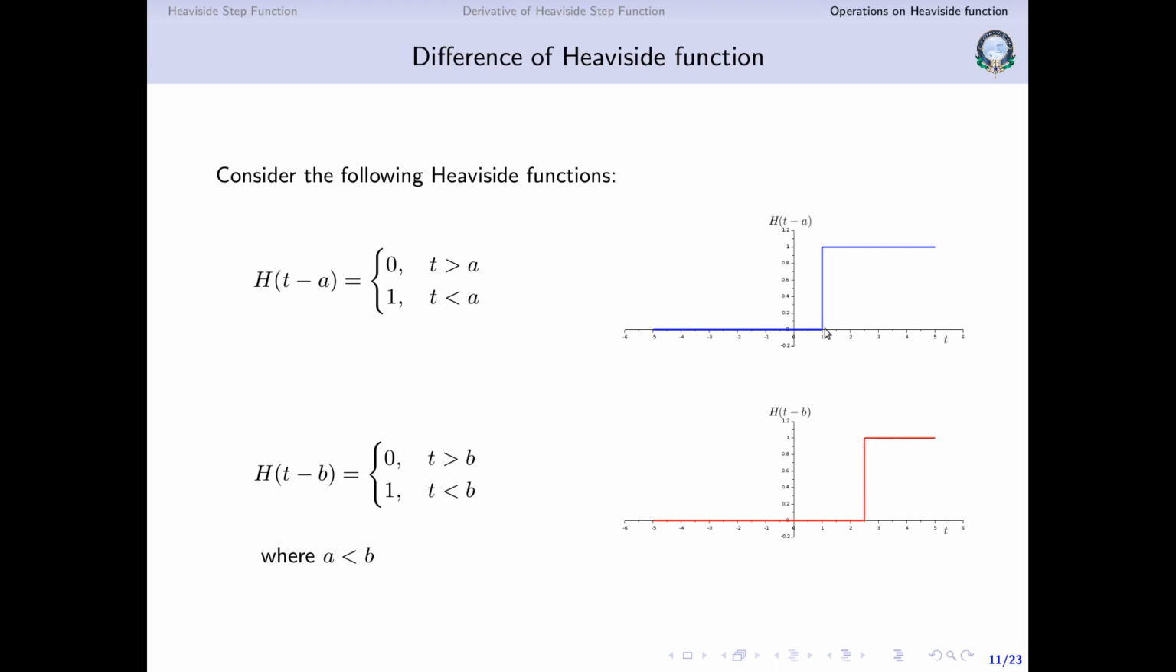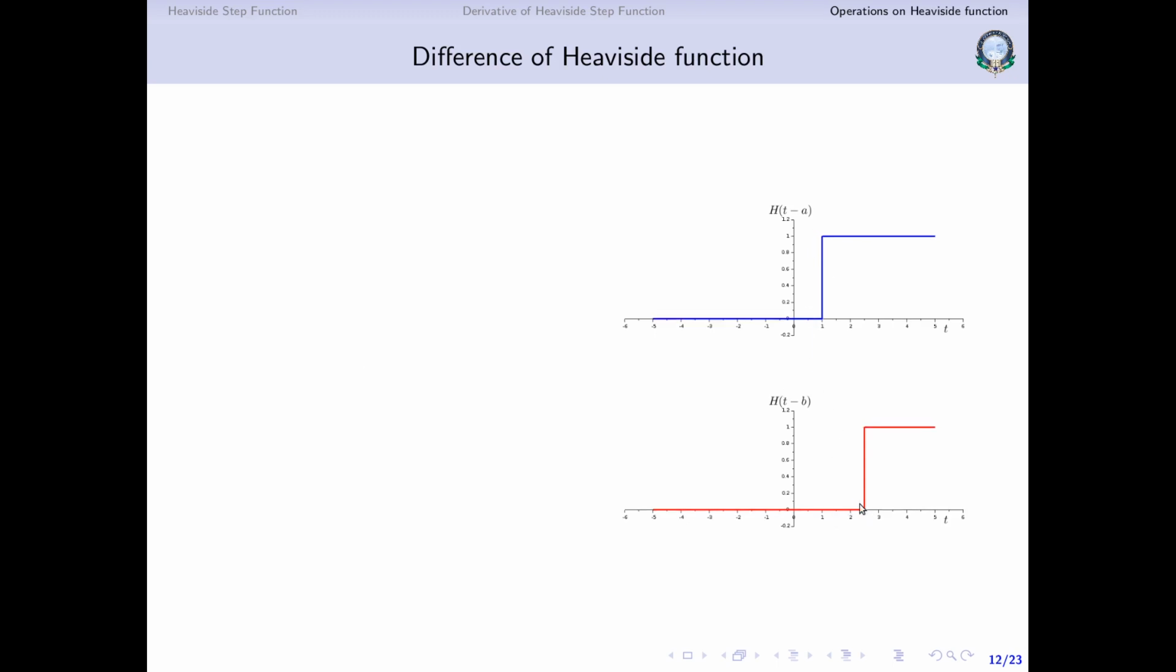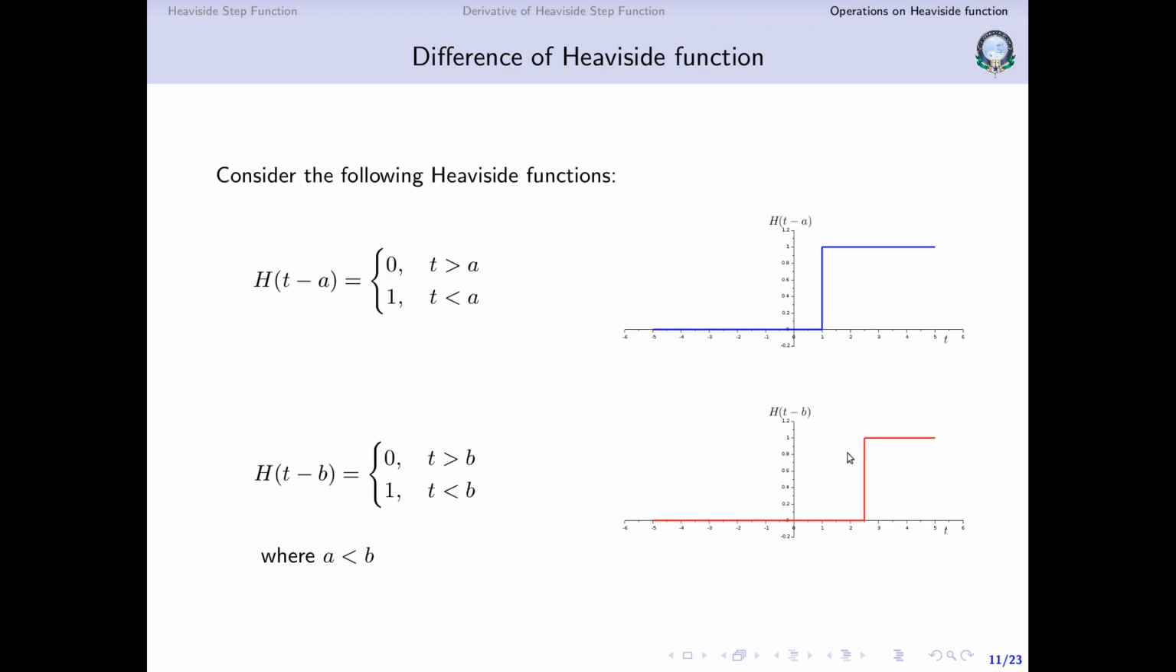Remember this: when t is less than a, this function will be 0 and this function also will be 0. When t is greater than a, this function will be 1, and when t is greater than b, this function will be equal to 1. In this example I'm assuming that a is less than b. Here a is 1 and b is 2.5, so a is less than b. Now let's evaluate the difference. I want to find out h of t minus a minus h of t minus b.